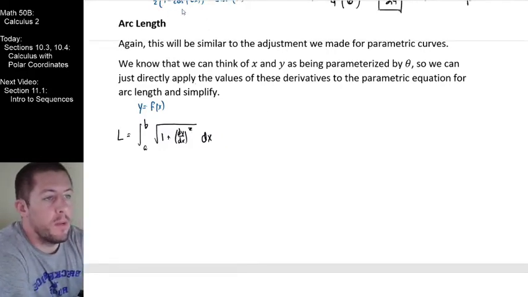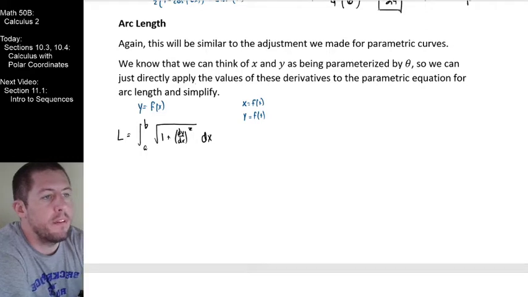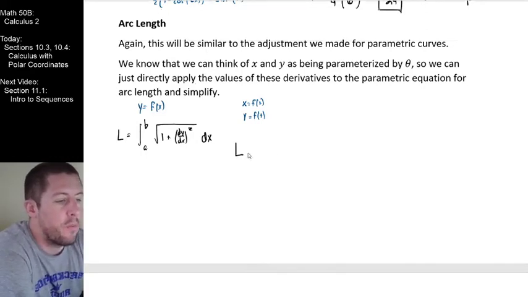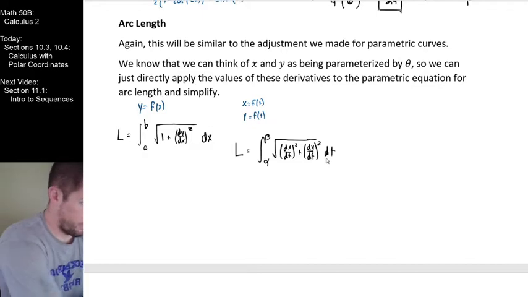Then we came along and said, if x is a function of t and y is a function of t, so if x and y are parametrically defined, then our arc length formula was the integral from alpha to beta of the square root of dx dt squared plus dy dt squared, with respect to dt.